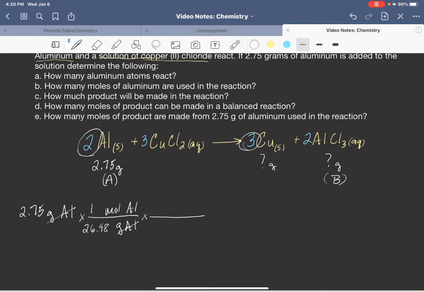So that means we're going to look at moles of aluminum to moles of aluminum chloride. We can see here that there's 2 moles of aluminum for every 2 moles of aluminum chloride. Well, this is fantastic. Not only does moles of aluminum cancel out, but 2 over 2 cancels out, so we don't have to worry about those numbers in our calculations. It just makes the math even easier.